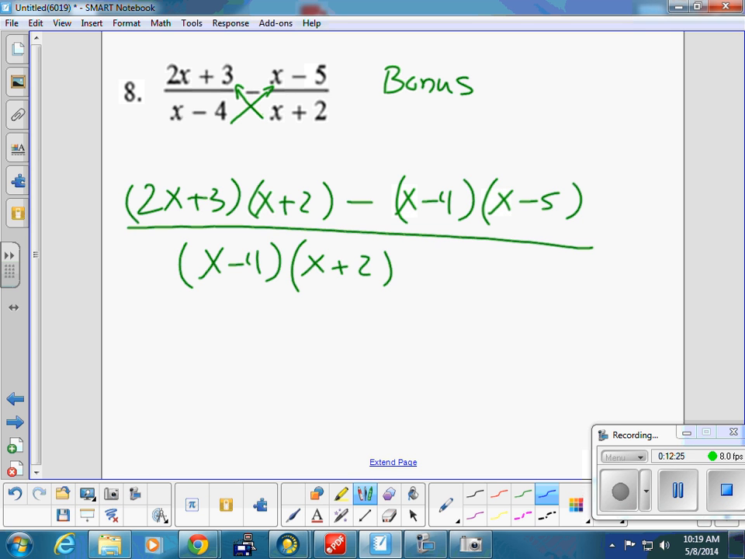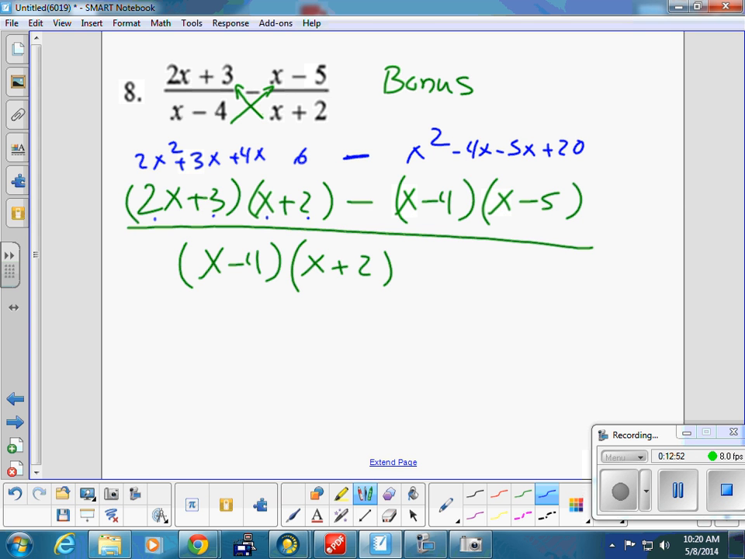Either method is okay. So I'm going to get 2x squared, and then 2 times 3 is 6. Now I'm going to do 3 times x is 3x, and 2x times 2 is 4x. Okay, and that's all plus. Then over here we still have this minus sign. We're going to multiply this out. X squared, negative 4x, negative 5x, and negative 4 times 5 is positive 20.